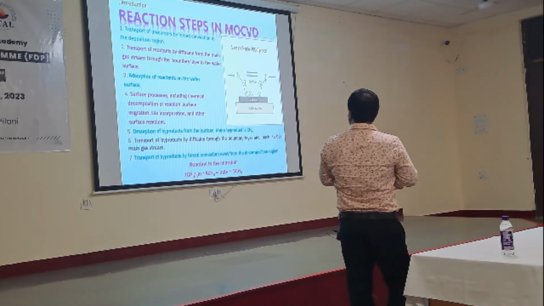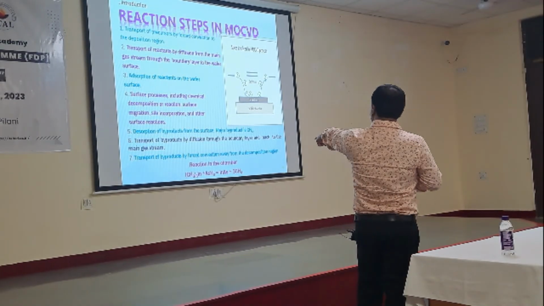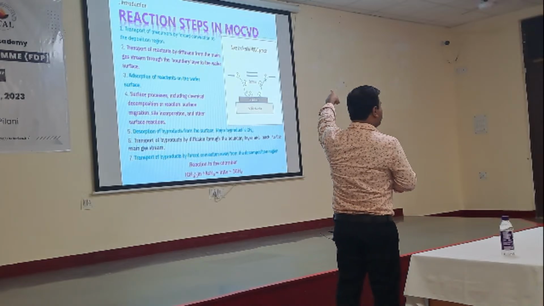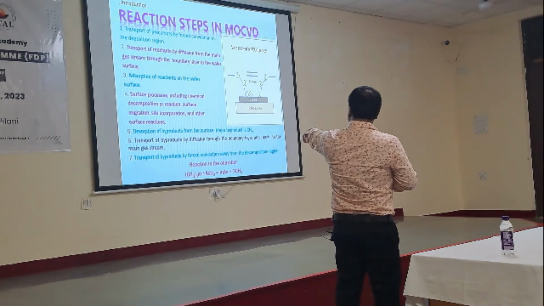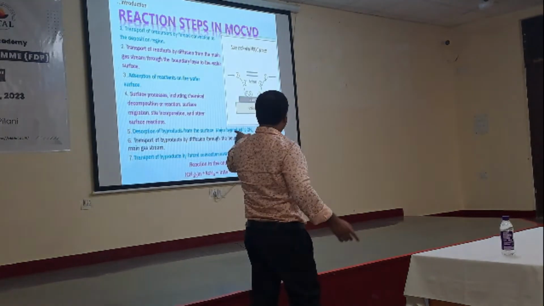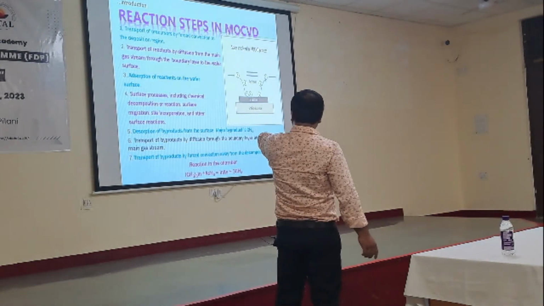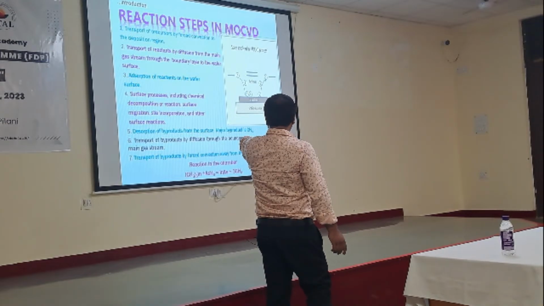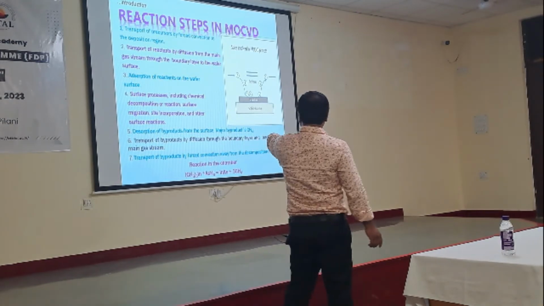Now you see what the reaction steps are. First of all, the reactant species. What are those species? I told you MO means metal organic. Why metal organic? You see, the pointer is not there. No. Go to the previous slide. In the last equation you see (CH3)3 In plus AsH3, that is arsine.